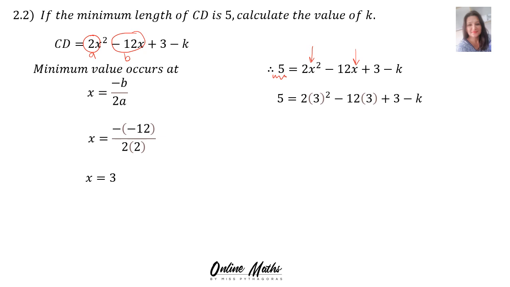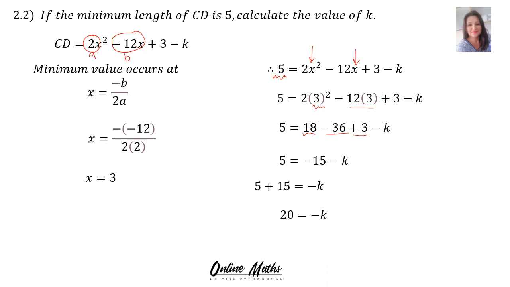And then on this one, 3 squared is 9 times 2 is 18, and minus 12 times 3 is minus 36 plus 3 minus k. And then we can add all the numbers here. 18 minus 36 plus 3 is negative 15. And now we will solve k. So the negative 15 will walk across. 5 plus 15 is minus k. 20 is minus k, but we want positive k. So we divide away the minus, and k's value is negative 20.